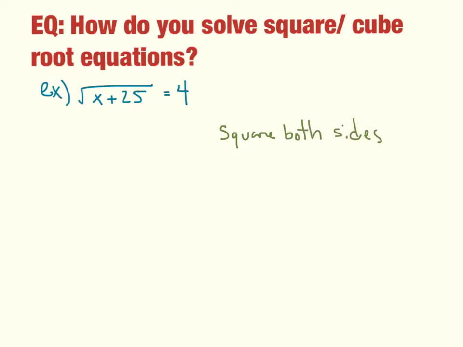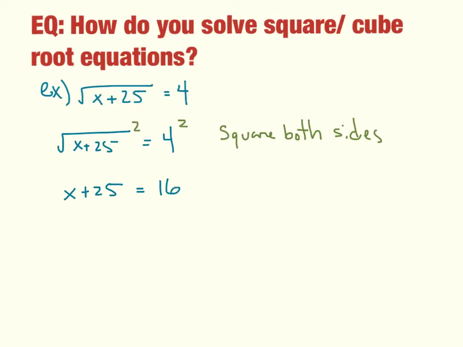In the most childish handwriting that you have. So, x plus 25, I'm going to square this side, equals 4, square that side. Whenever I square a square root, the square root just goes away. I have x plus 25 equals 16.